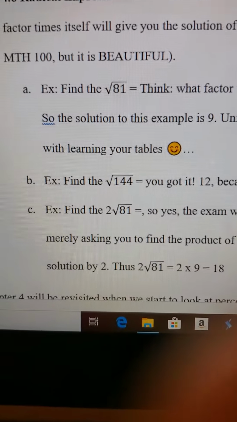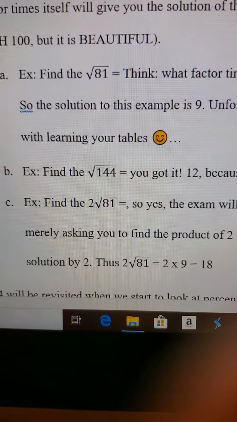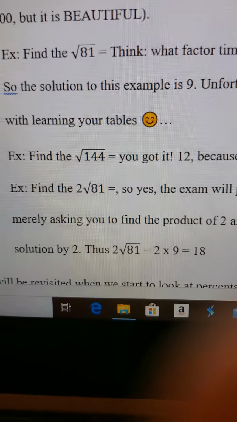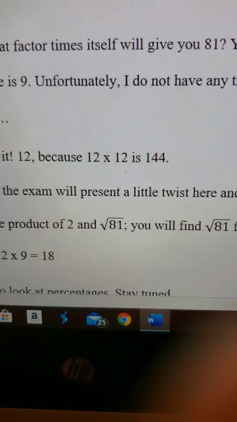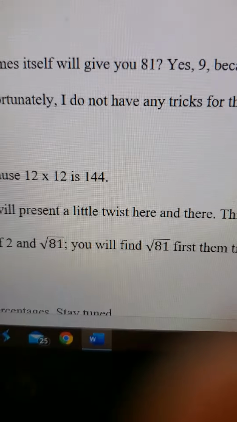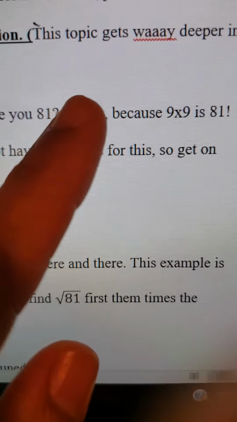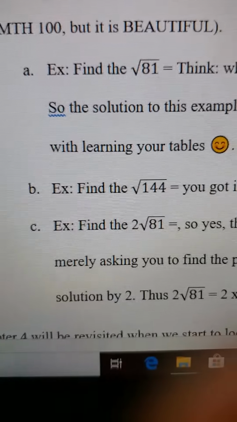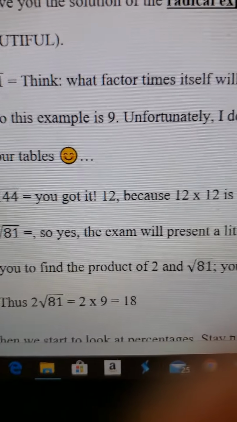So, for example, I'm going to really show you this more by example. So here we go. It says find the square root of 81. So you got to think, well, what factor times itself will give you 81? And as you can see, it's peeking at you, 9, because 9 times 9 is 81. So the factor 9 times itself is 81. So the solution to this example is 9.